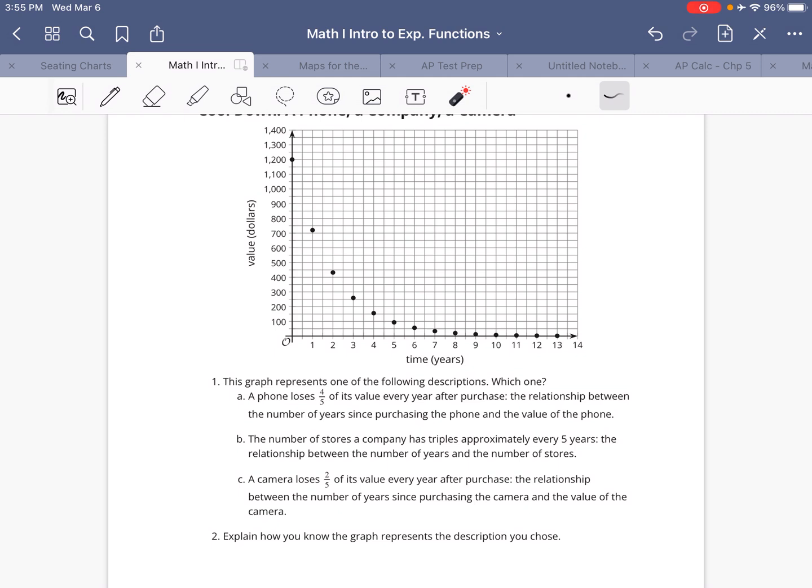You could either figure out 4/5 of 1200, or you could keep in mind that if you're losing 4/5, that you're holding on to 1/5, you could figure out what 1/5 of 1200 is and see if this number, this next dot, could represent that. Number of stores a company has triples approximately every 5 years. Wait, triples? That's going up. This is this?